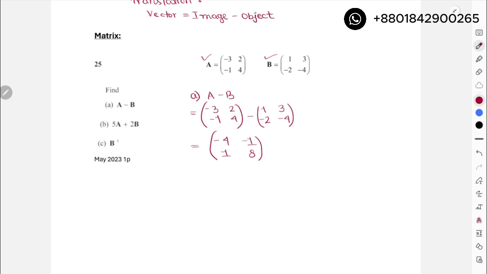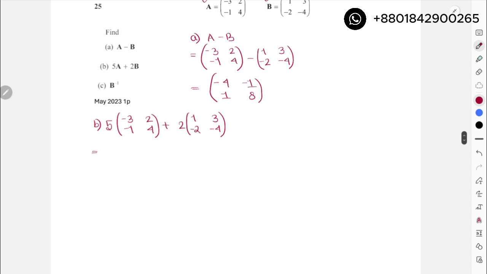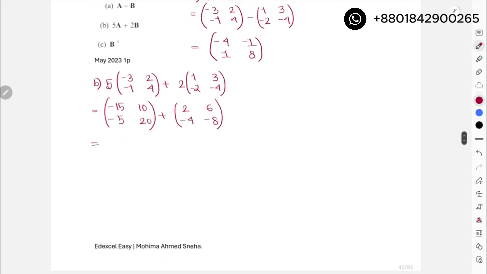After this, they're saying that you have to add a and b, but before that, you have to multiply a with 5 and b with 2. So in that reference, we get 5, a is minus 3, 2, minus 1, 4. Adding this with 2, 1, 3, minus 2, minus 4. After this, you get minus 15, minus 5, 10, and 20. And then you get 2, 6, minus 4, minus 8. Right? After this, you have to just add them.